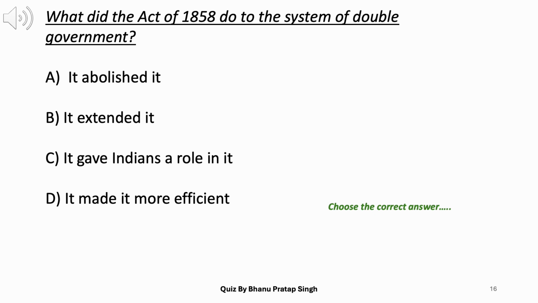16. What did the Act of 1858 do to the system of double government? A. It abolished it. B. It extended it. C. It gave Indians a role in it. D. It made it more efficient.